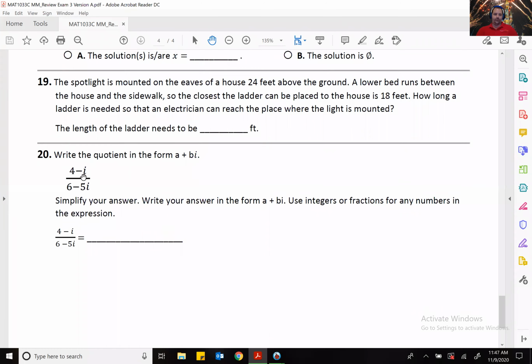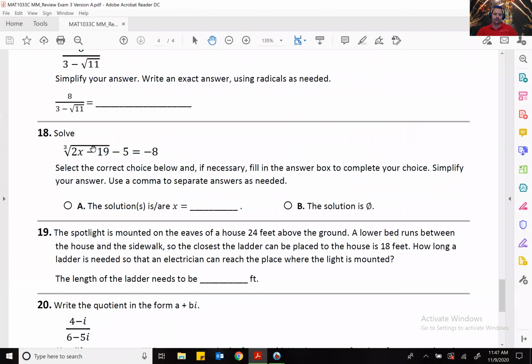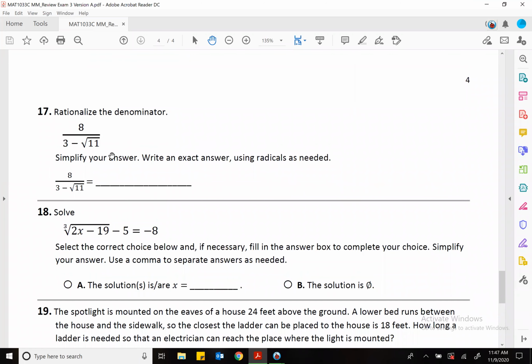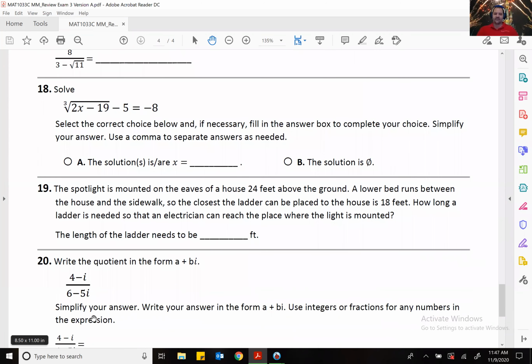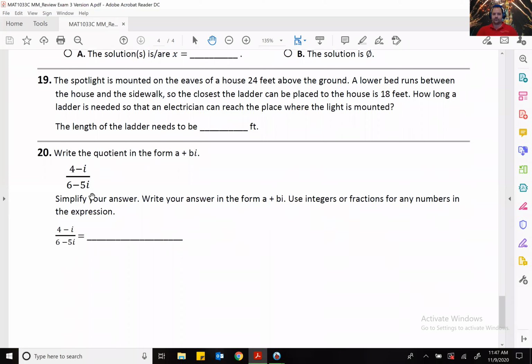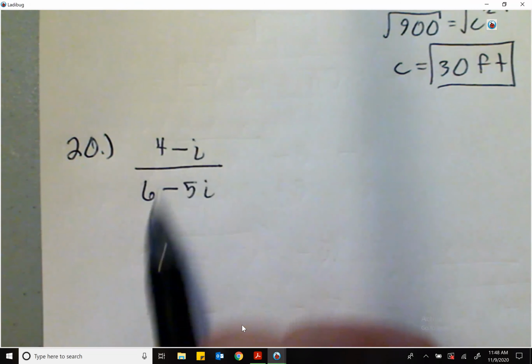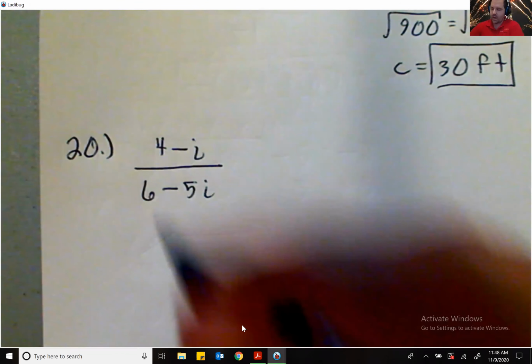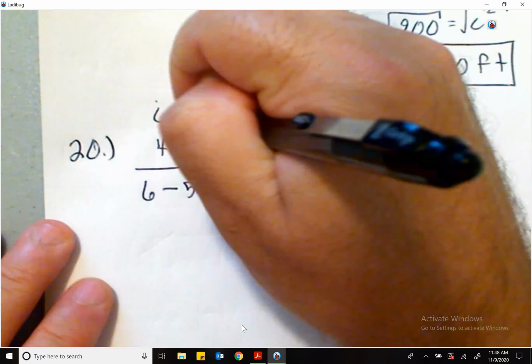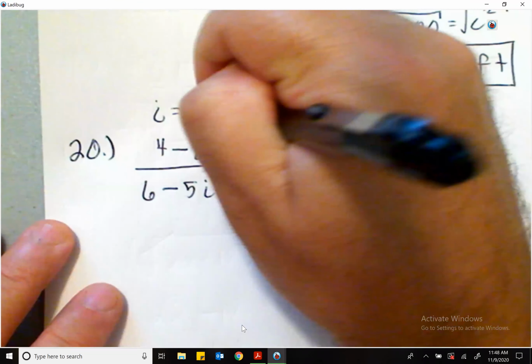I will let you know this problem is a lot like what you did right here on number 17. i represents the square root of -1. So we got a square root in the denominator and we do not like that and we have to fix it. Okay. So we've got this 4 minus i over 6 minus 5i. Remember, i represents square root of -1.